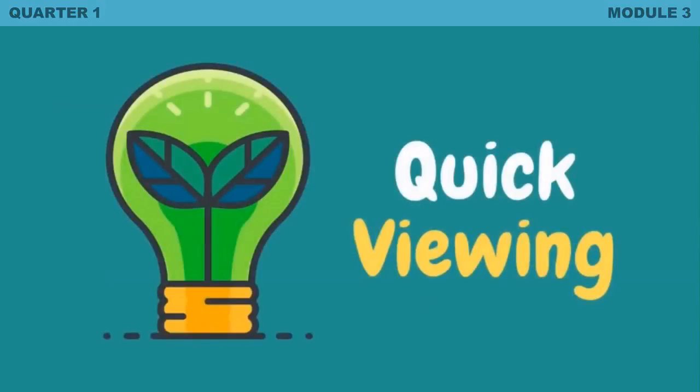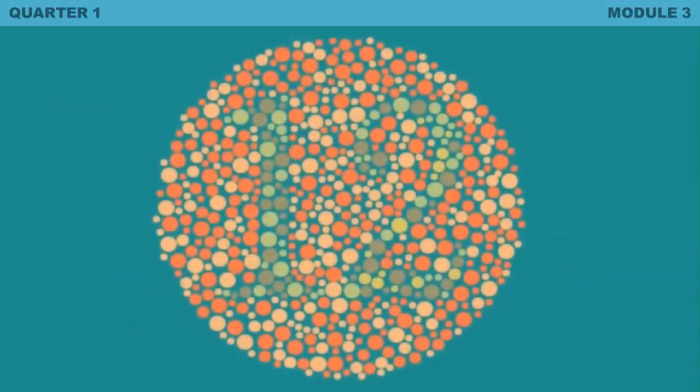To start this lesson, let's try to do a quick viewing. Let's test your eye vision by looking at this picture. Try to find the hidden number. If you can see the number, which is 12, it means that you have a normal eye vision.